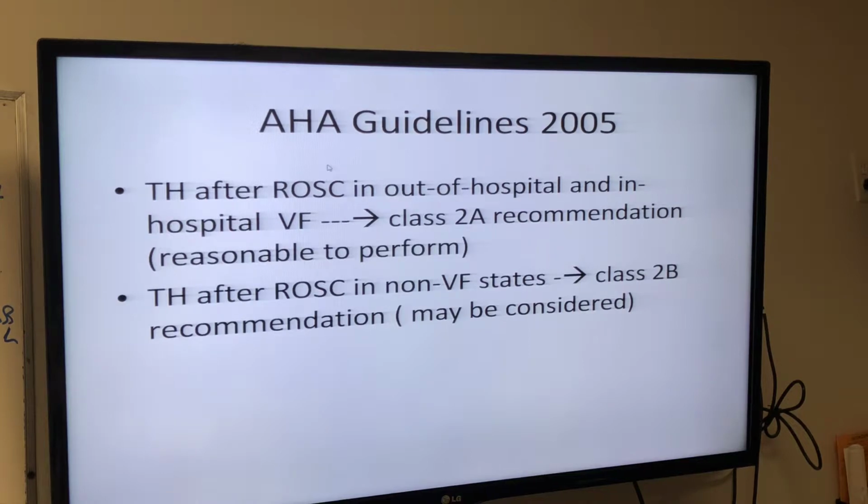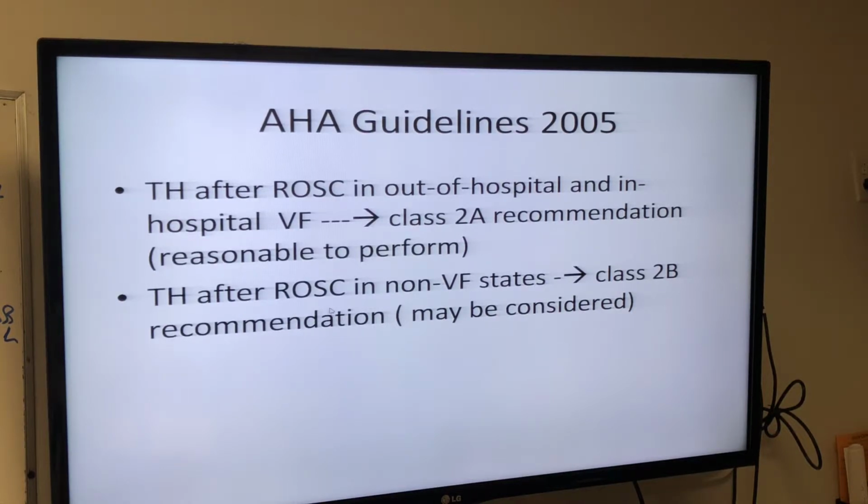The AHA, I think, when they sobered up, maybe were forced to come up with another set of recommendations published in 2005, just to make the American physicians understand it. So they basically put it in terms that we understand. They said ROSC in out of hospital and in hospital VFib. So they added in hospital VFib without any study showing anything about in hospital VFib. But they still forgot the VTach. Anyway, class 2A recommendation, reasonable to perform.